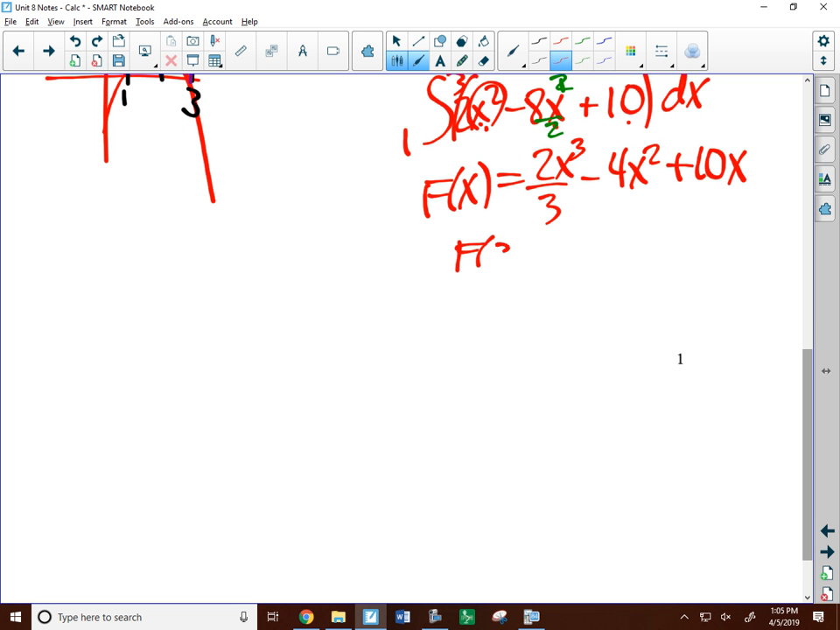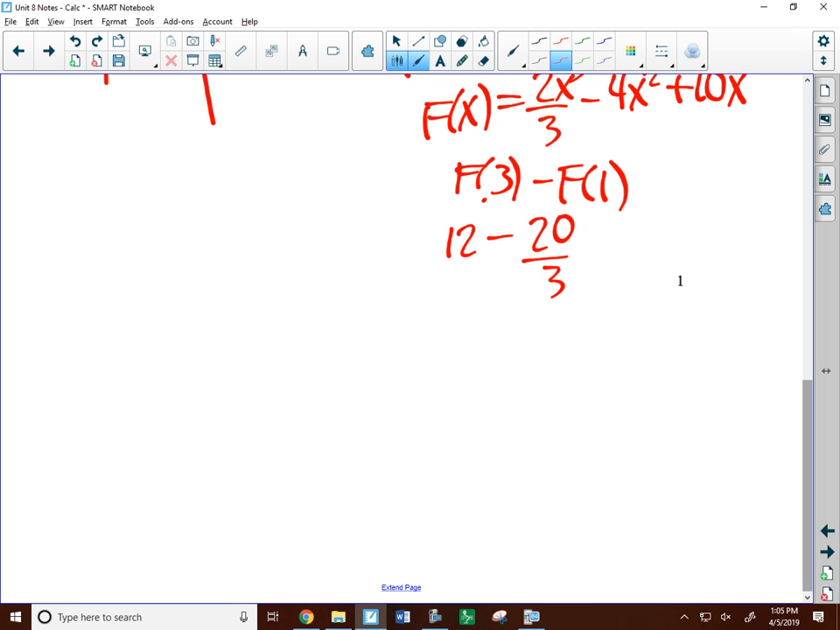So FTC1, I'm doing f of 3 minus f of 1. And we'll just plug them in. I'm not going to take time to evaluate all of these today, so let me just give it to you. When we plug in 3, you get 12. Minus, you plug in 1. And you get 6 2/3 or 20/3. 6.6 repeating if you want. Okay, and then when you subtract those, you get 16/3 or 5.3 repeating.